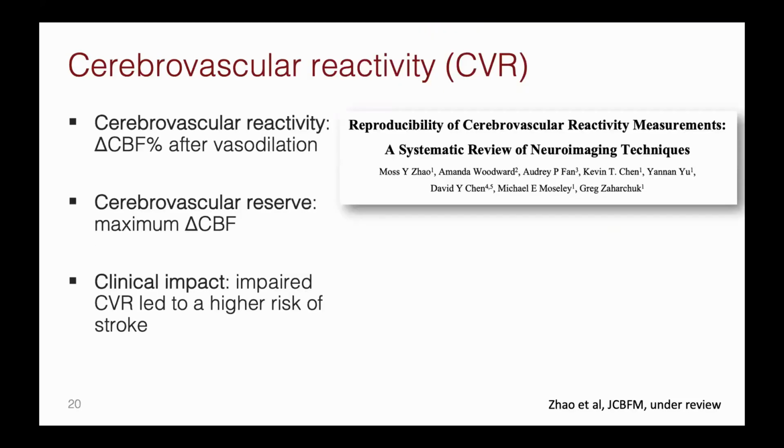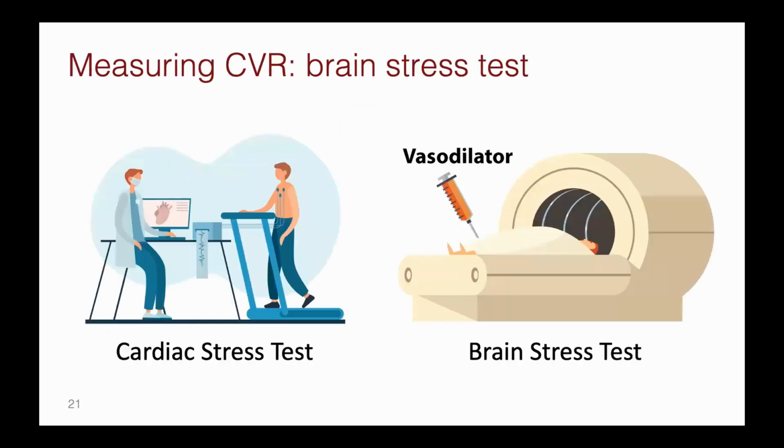Now, in clinical neurosciences, we define cerebrovascular reactivity, or CVR, to be the percentage change in CBF after vasodilation. Now, CVR reflects the capacity of the brain to respond to an external stimulation. In this systematic review, we actually found that impaired CVR can increase the risk of having stroke by 4-fold. The amount of vasodilation, or CVR, can be quantitatively measured from a cerebrovascular challenge.